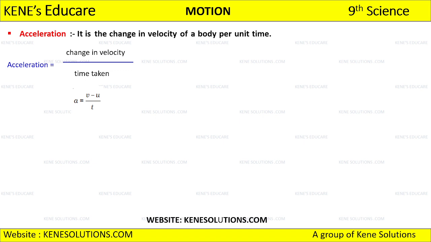So how can we define acceleration? It is the change in velocity of a body per unit time. That is how you get the formula of acceleration as change in velocity divided by the time taken. Now we represent acceleration with a small a. So a is equal to change in velocity, which will be v minus u, that is final velocity minus initial velocity, upon time taken, which will be t. So the formula for acceleration becomes a = (v - u)/t.